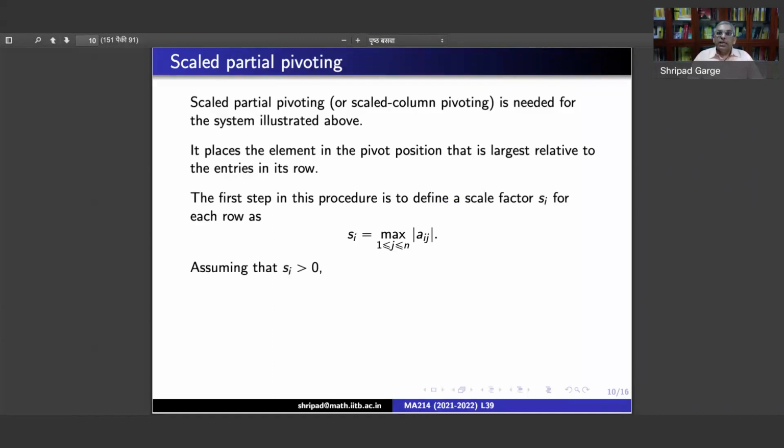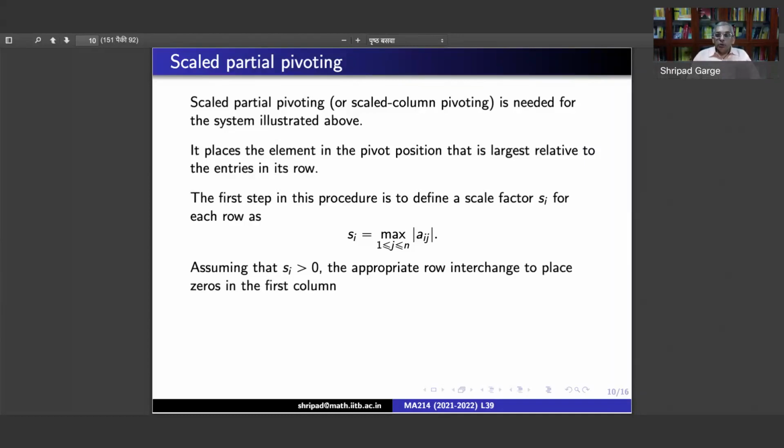Assuming that this Si is positive, of course, since Si is the maximum of the modulus of entries in your row. If Si is 0, that would mean that the maximum of the modulus entries is 0, which will mean that the entries themselves are 0. But you cannot have a 0th row, where some particular row is 0, because then the system will not be solvable. So we assume that our system is solvable. We assume that our matrix is invertible. Okay, and so we assume that this Si is bigger than 0.